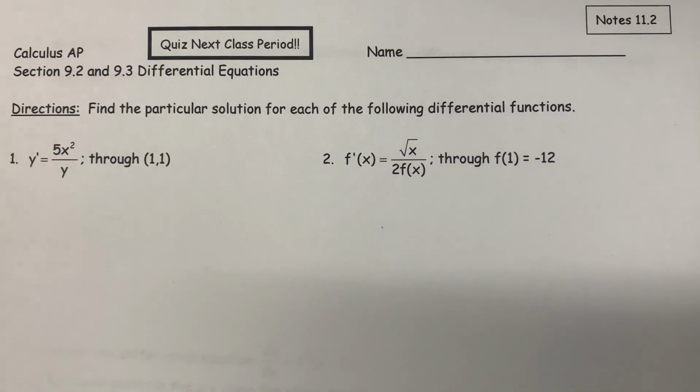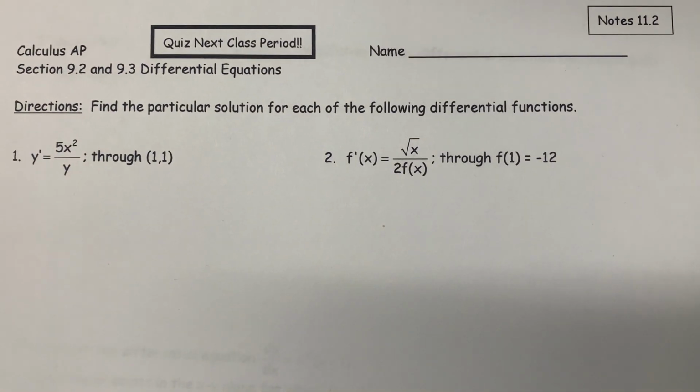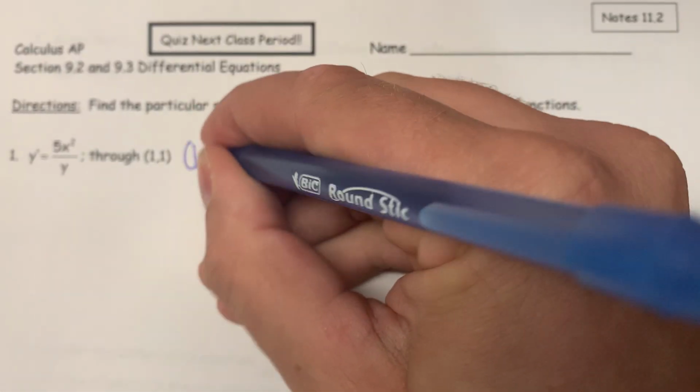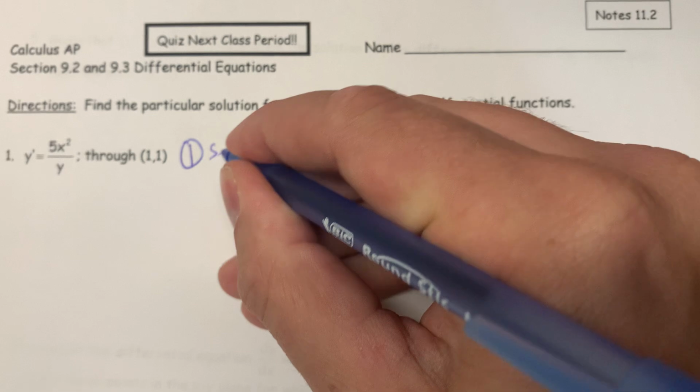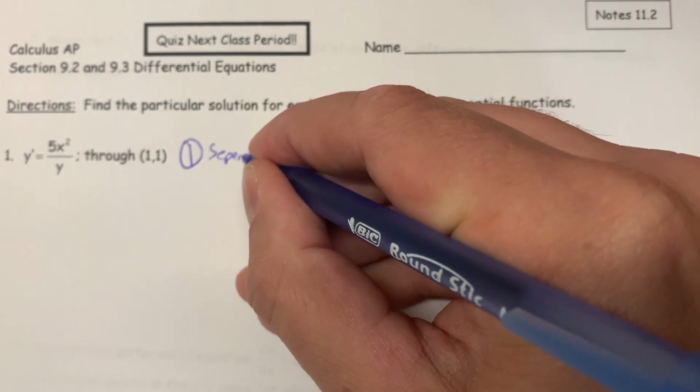All right, guys, we are continuing on with differential equations, and we're just going to take a look at some different ways this can come up. It's going to have the same ideas as last class. Hopefully you remember the order of what we should be doing to solve differential equations. First, we should separate variables.